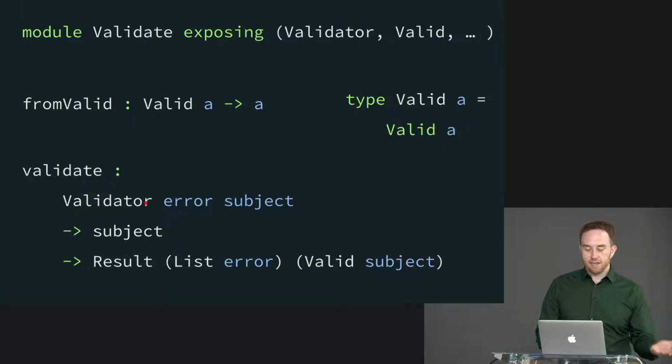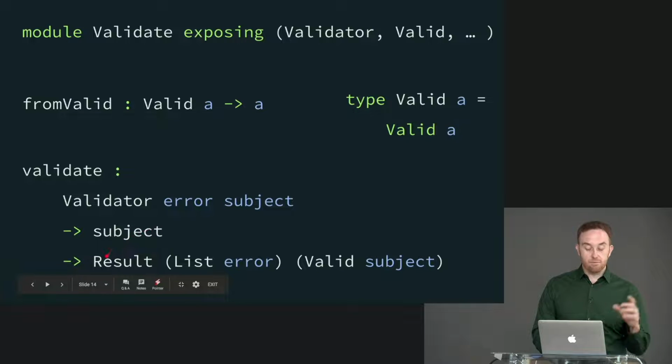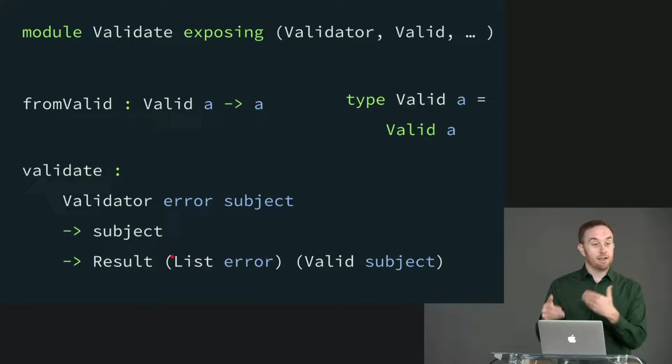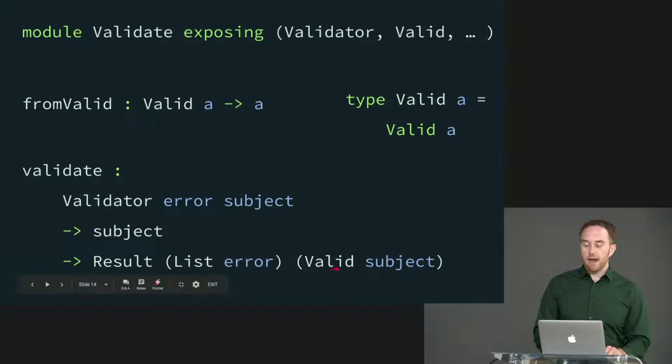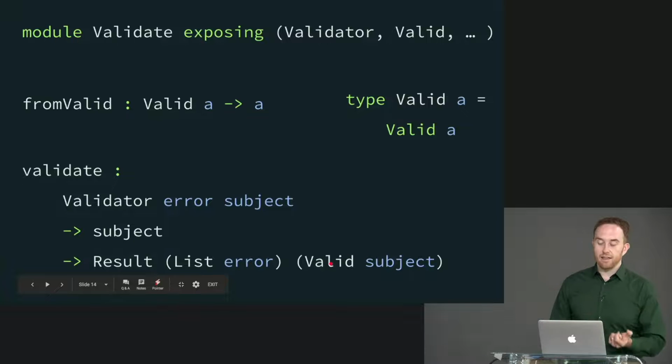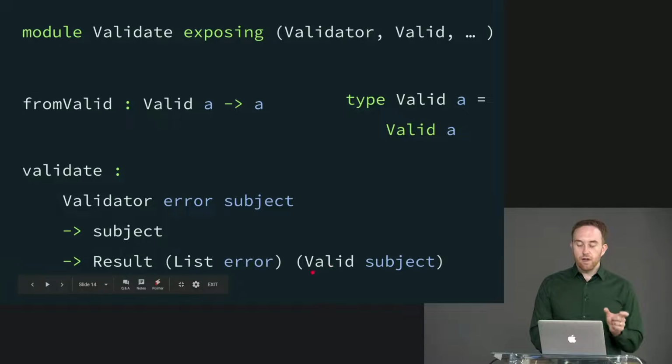So validate takes a validator, which you've constructed elsewhere. So validator has two type parameters. One is the error type, so you can give it a custom error type if you want, and then the subject. Then it takes the subject, and it returns a result with either a list of errors if the validation failed, in which case it says, hey, here are all the things that went wrong, or it gives you back the subject wrapped in a valid. So this is the only way to obtain one of these valid wrappers, is to call validate passing whatever your particular subject is. Once you've got one of those, you can unwrap it, but the only way to get one in the first place is to call validate.